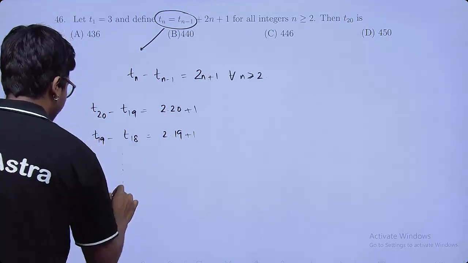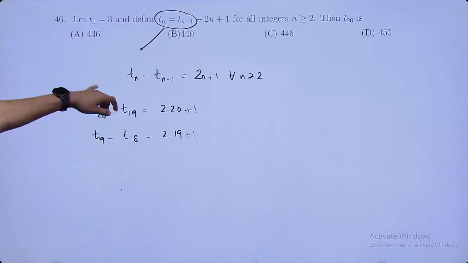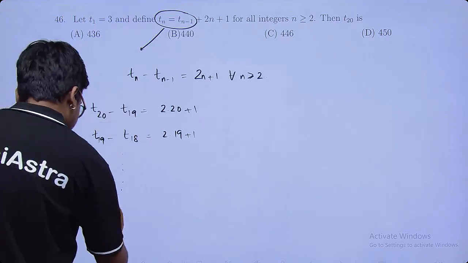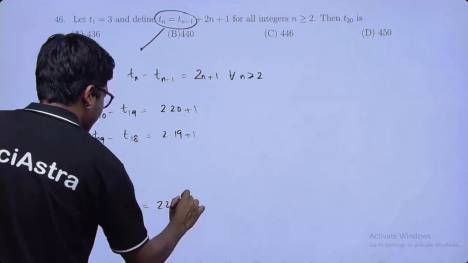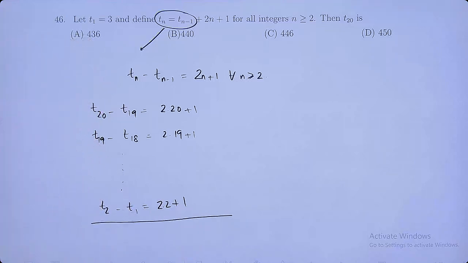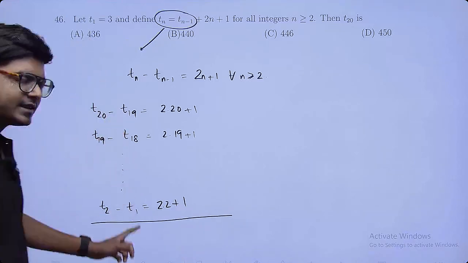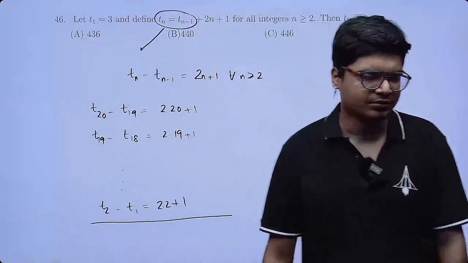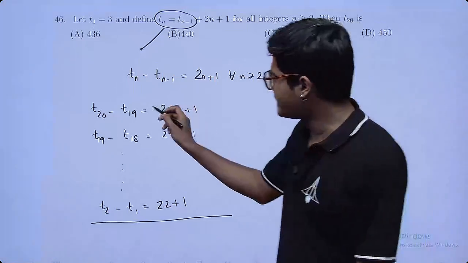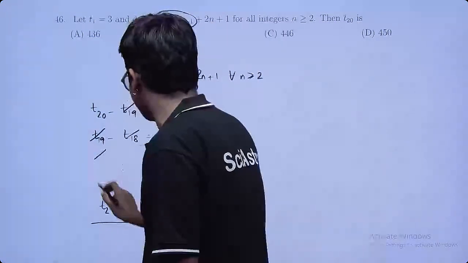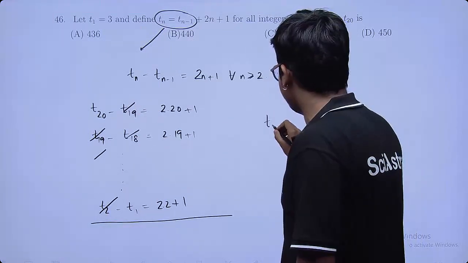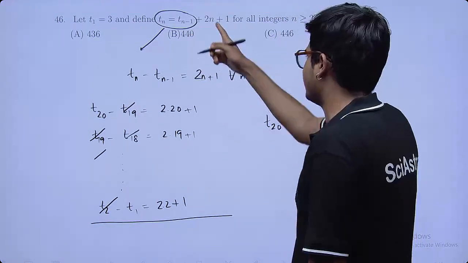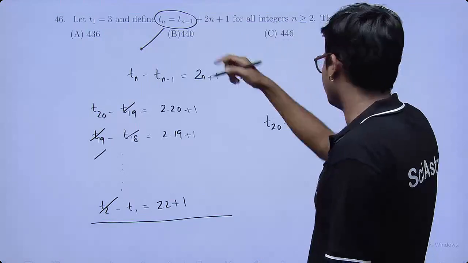All the way till what will be the last equation I'll get? If I put n equal to 2, I'll get T2 minus T1 equal to 2 times 2 plus 1, right? Now, if I add all these equations, you can see this gives you a telescopic sum, right? Yes or no? This and this will cancel. T18 will cancel all the way till T2, right? So the only thing you'll have left on the left hand side is T20 minus T1, which is 3, right? Yeah, T1 is 3.